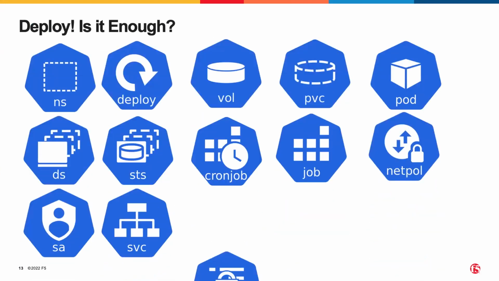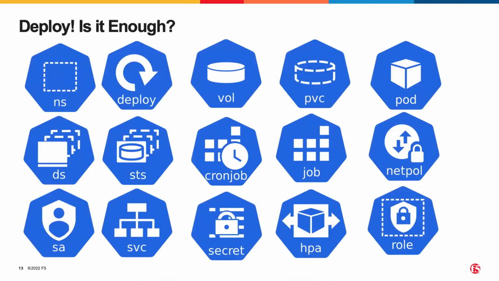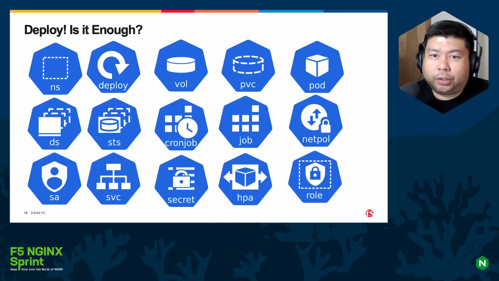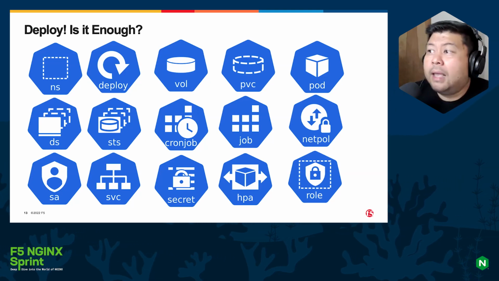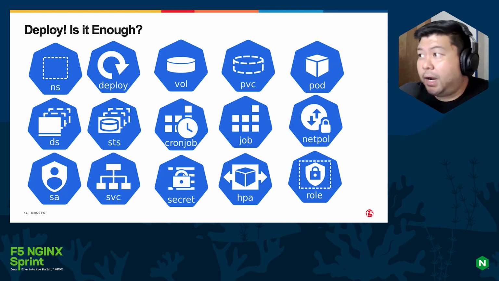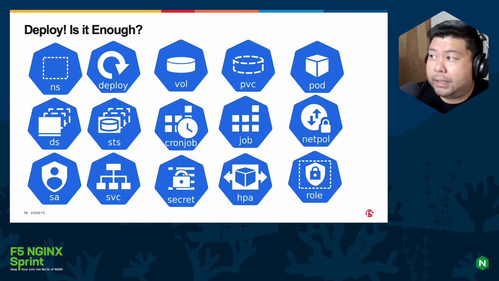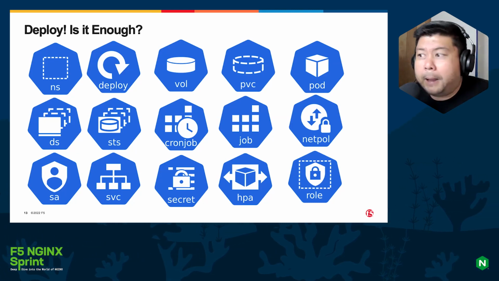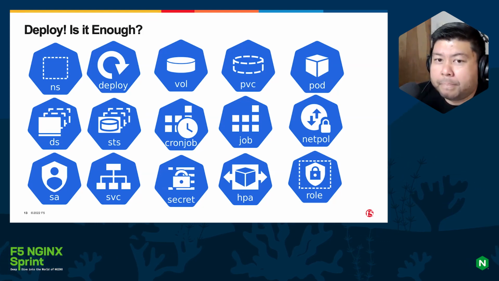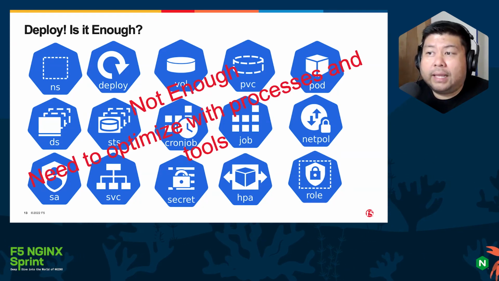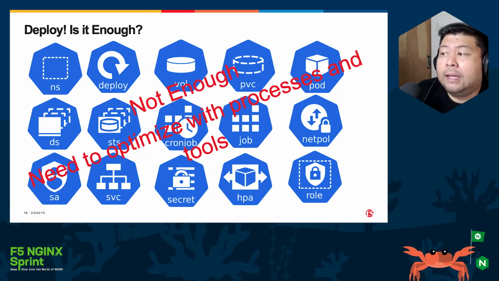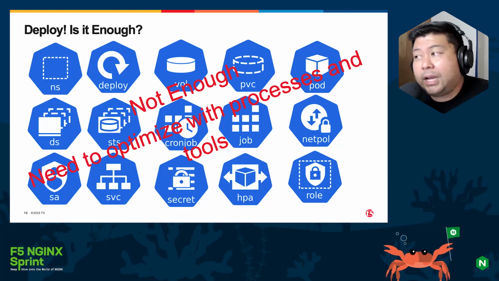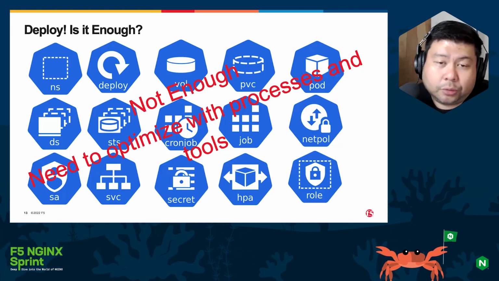Deploying your application on Kubernetes involves creating Kubernetes resources. You create a namespace, you create the workload for your application, which might be a deployment, might be pods. You might set up storage with volumes and a claim for that storage with a persistent volume claim. But that's not enough. You need to do more than just create Kubernetes resources. You need to optimize your Kubernetes cluster and your workloads using processes and tools.